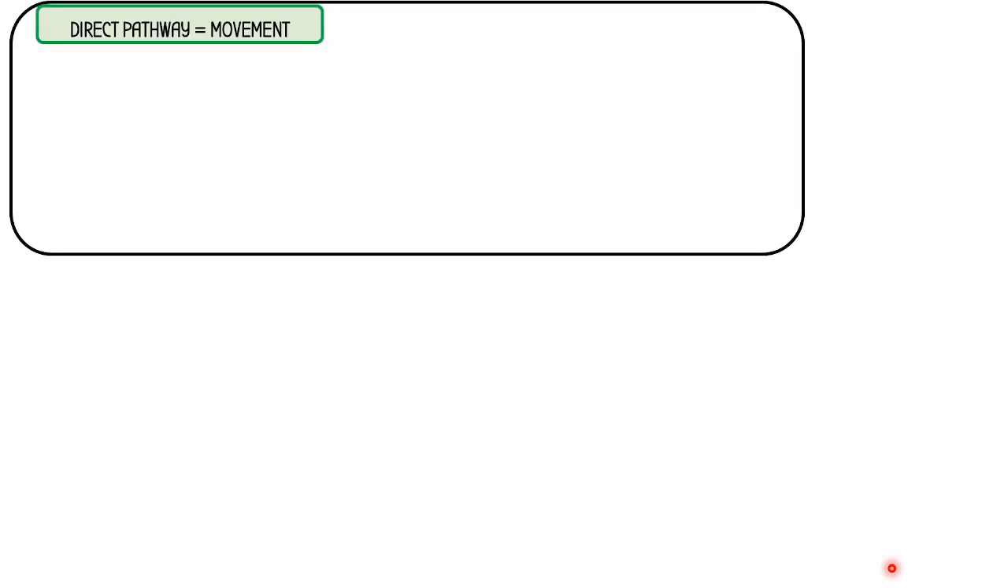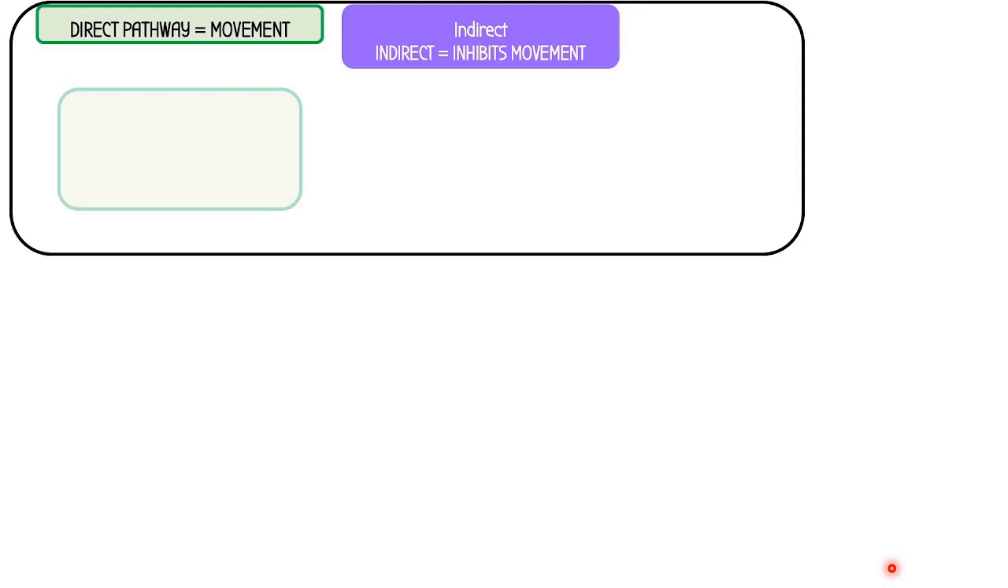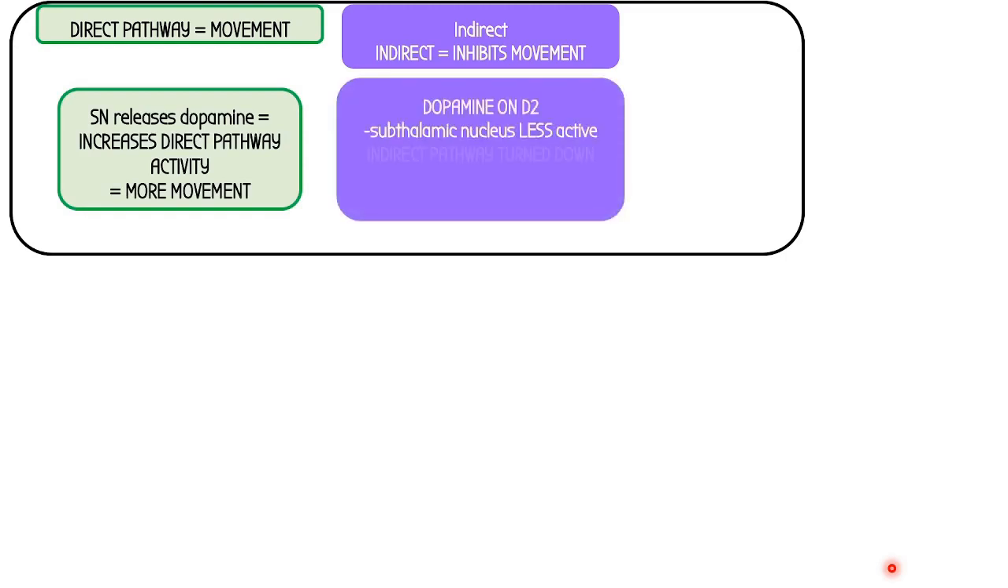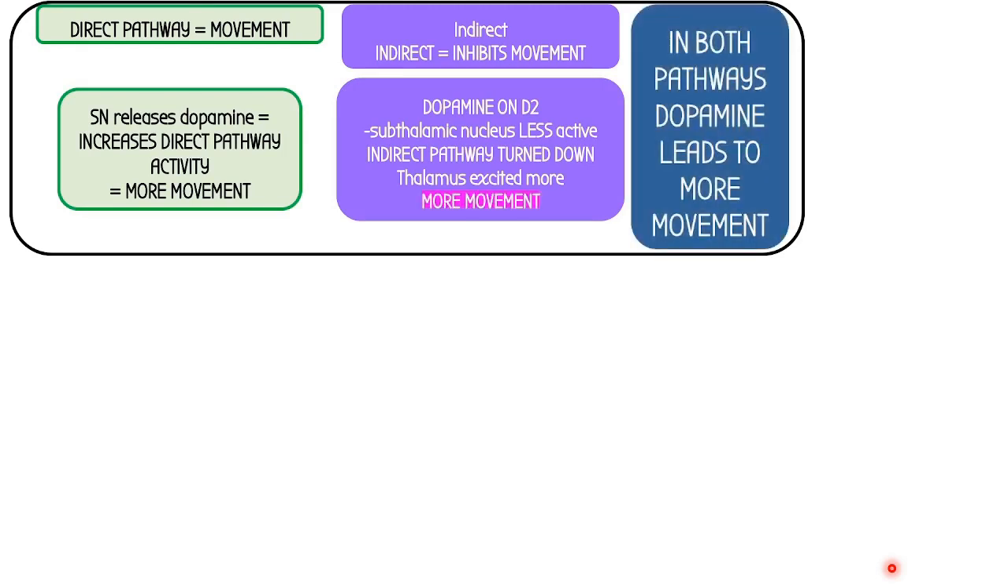We said the direct pathway leads to movement overall, and the indirect pathway leads to inhibition of movement. When the substantia nigra pars compacta releases dopamine, it increases direct pathway activity, leading to more movement. And on the D2 receptors on your indirect pathway, dopamine makes your subthalamic nucleus less active, meaning your thalamus is excited more, leading to more movement. So the conclusion is that in both pathways, dopamine leads to more movement by turning up the direct and turning down the indirect. All this stuff is high yield.